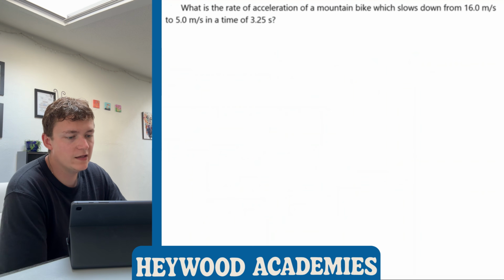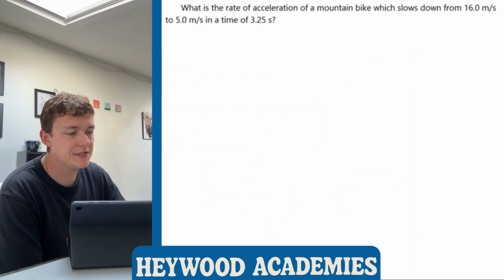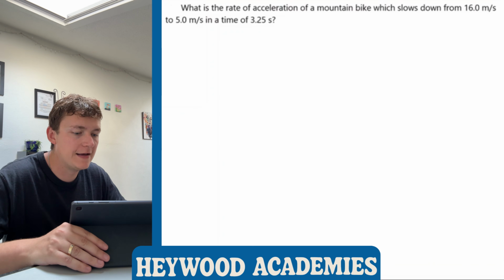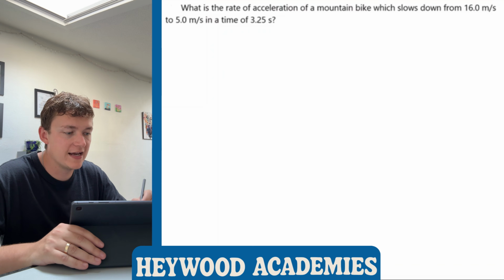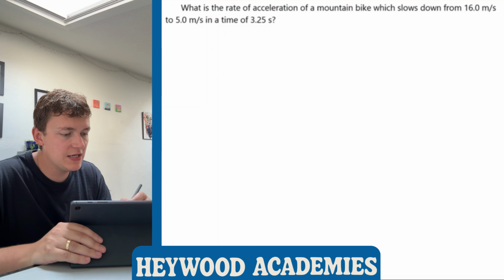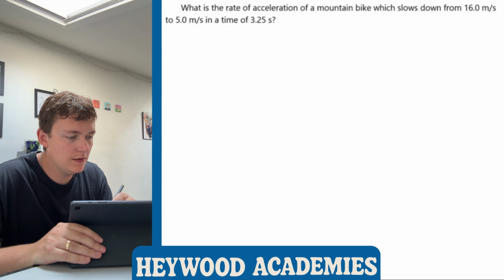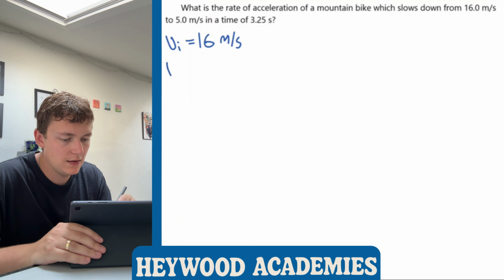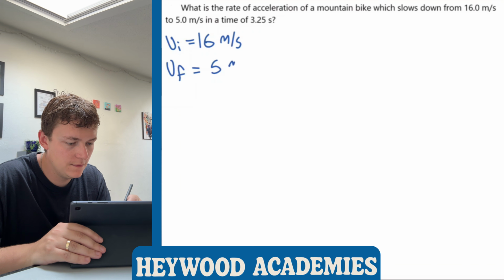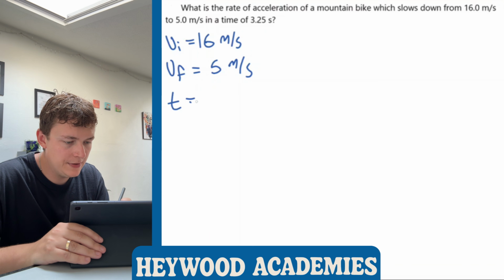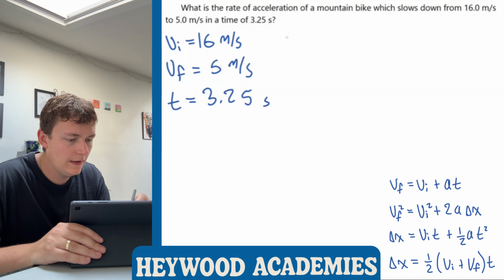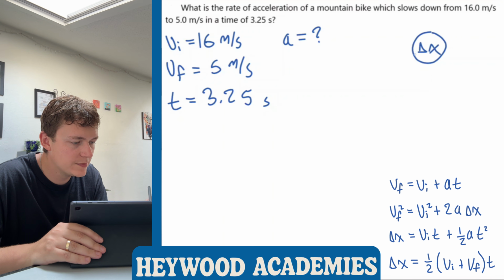What is the rate of acceleration of a mountain bike which slows down from 16 meters per second to 5 meters per second in a time of 3.25 seconds? So let's write out what they gave us here. It says it starts at 16, ends at 5. Time it takes is 3.25. We want the acceleration, and we do not care about the displacement.